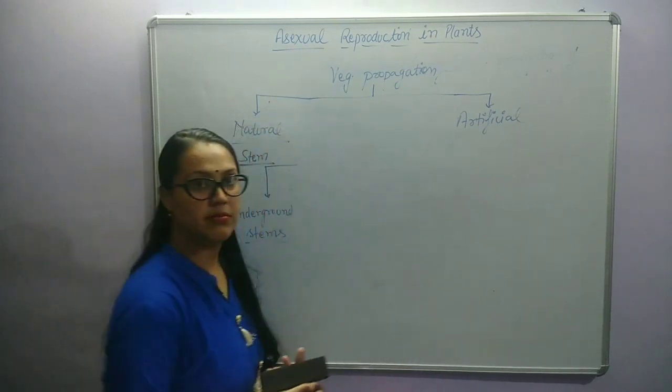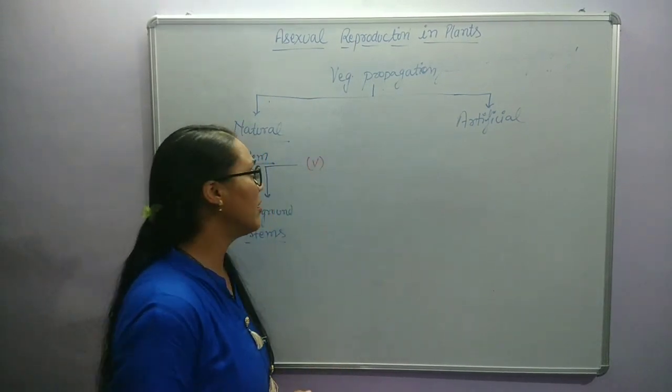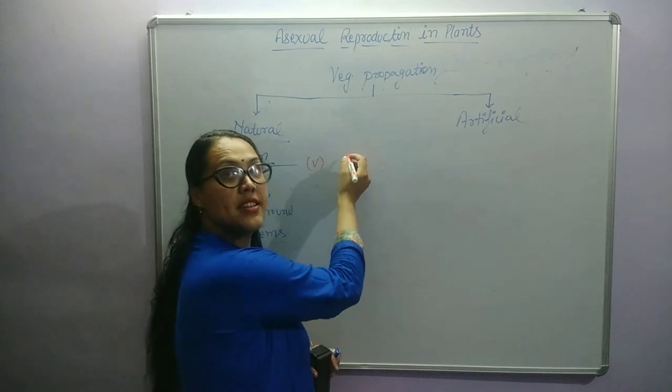Fifth in the category of underground stem is sucker.